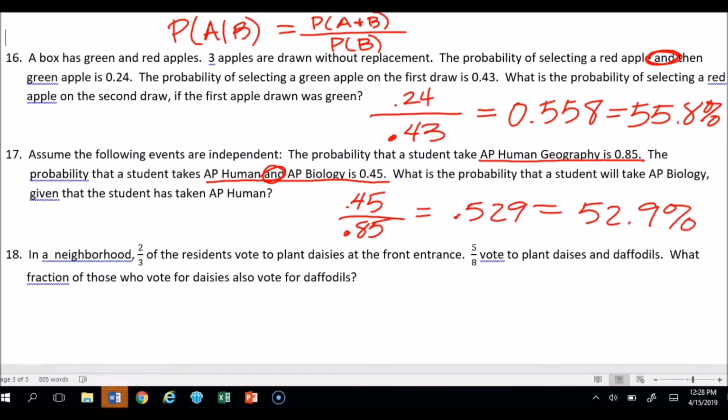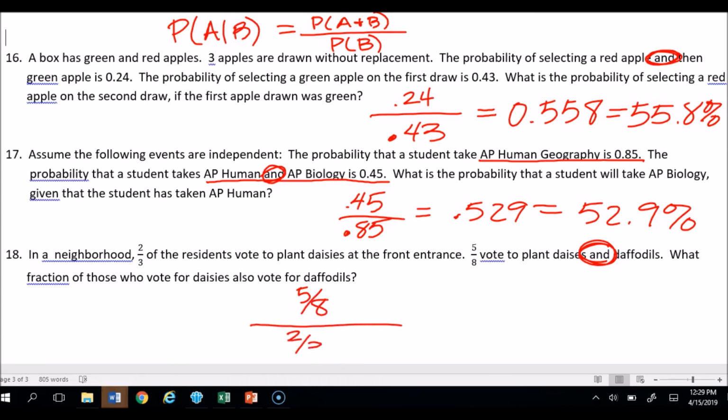Okay, our last one here. In a neighborhood, 2/3 of the residents vote to plant daisies at the front entrance. 5/8 vote to plant daisies and daffodils. Here's our and one again. So we're going to have 5/8 as our numerator. 5/8 on top. And we're going to divide that by 2/3.